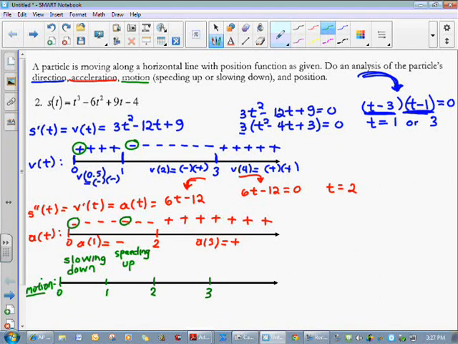So from time 2 to time 3, we noticed that our velocity was still negative in the interval 2 to 3, but then acceleration does something a little different. It goes positive. In fact, it will stay positive the rest of the way. So we have the opposite signs happening, so you would say slowing down one more time. And then, as you can probably predict, from 3 on to infinity, your signs are in agreement again. So we're back to speeding up.